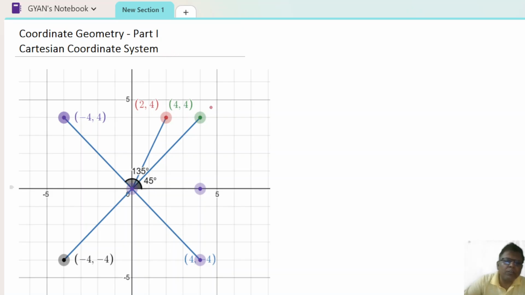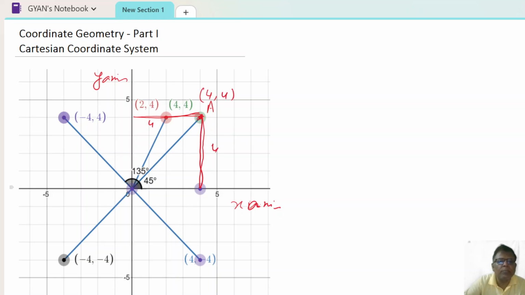Here we will learn about the Cartesian coordinate system. In the Cartesian coordinate system, any point, suppose this point A, its coordinate is given as the distance from the y-axis. This is the y-axis and this is the x-axis. So the distance from the y-axis is equal to 4, so the x coordinate will be 4, and the distance from the x-axis is also 4. So this coordinate will be 4, 4.